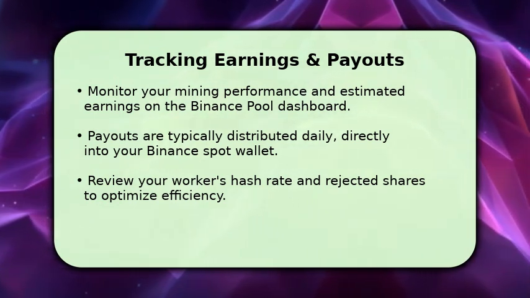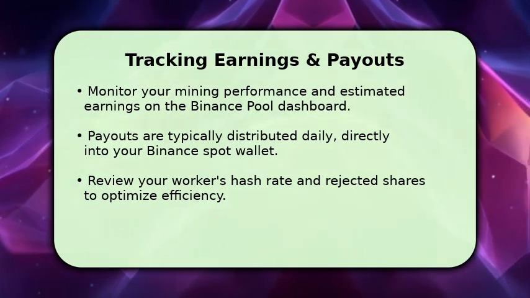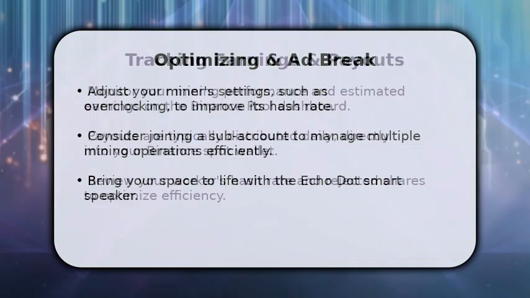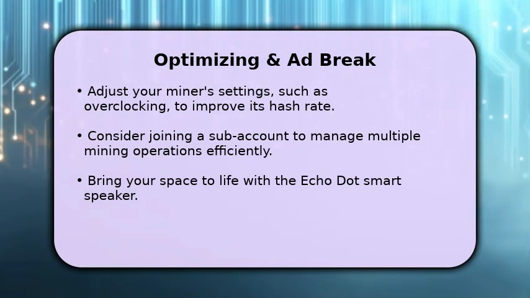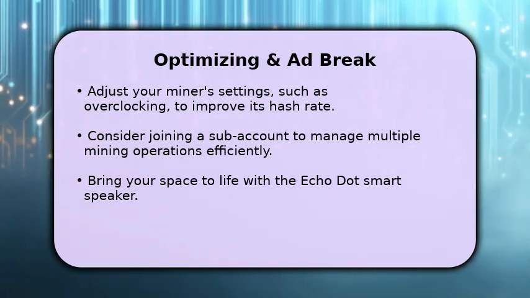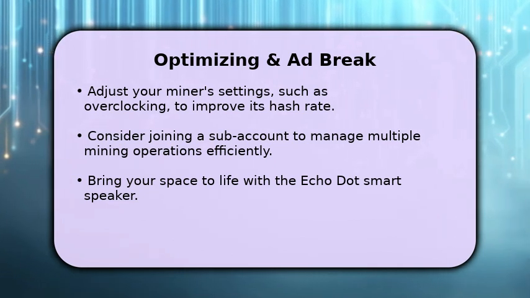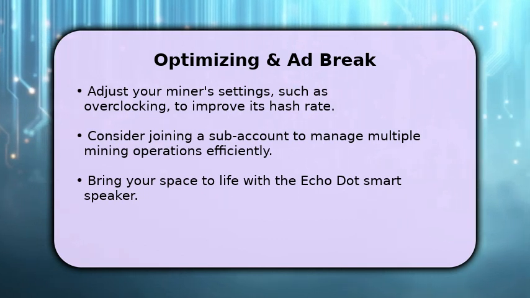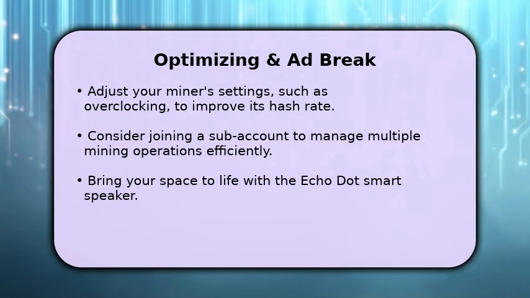Regularly check your workers' statistics, like accepted shares versus rejected shares, to ensure your setup is running optimally and earning you the most. To further optimize your mining, consider fine-tuning your hardware settings, like adjusting clock speeds or power limits, to achieve a higher hash rate without compromising stability. Binance Pool also offers features like sub-accounts, which are great for managing multiple mining rigs or different cryptocurrencies.